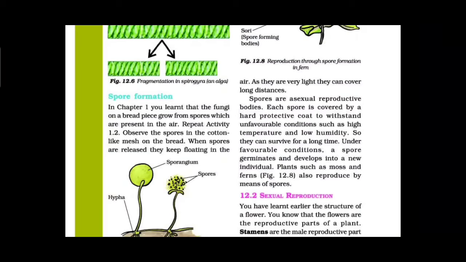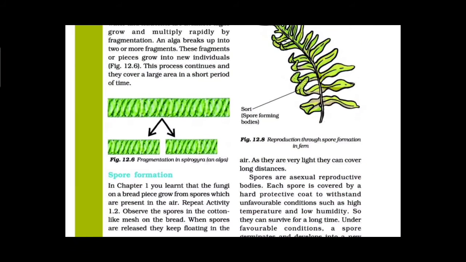Plants such as moss and ferns. See the picture, figure 12.8. It is a picture of a fern. Reproduction through spore formation in the fern. See the picture, ma'am, there are some dots present, right? These dots are called what? Spore forming bodies.